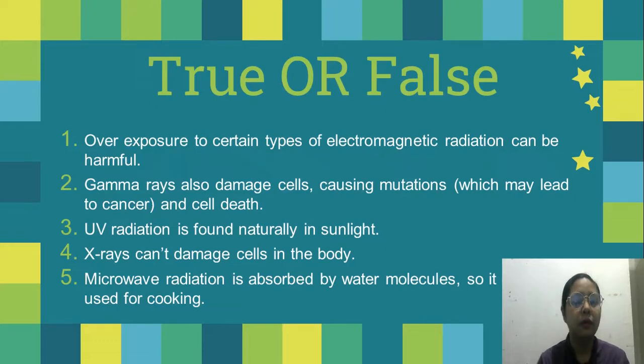Number 1, overexposure to certain types of electromagnetic radiation can be harmful. Number 2, gamma rays also damage cells, causing mutations, which may lead to cancer and cell death. Number 3, UV radiation is found naturally in sunlight. Number 4, X-rays can damage cells in the body. Number 5, microwave radiation is absorbed by water molecules, so it can be used for cooking. So please answer 1 to 5.